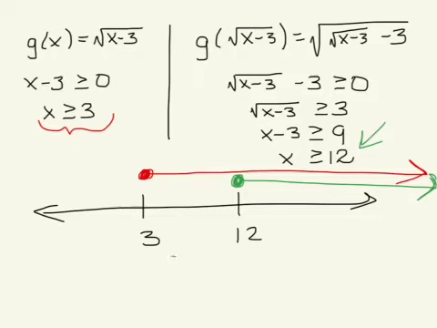So our domain is going to be from 12 to positive infinity. That's the only place where you have both the red graph and the green graph. Those are the only values that work for both the function you substituted in and your final result.